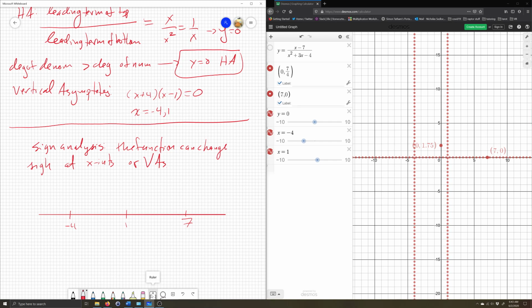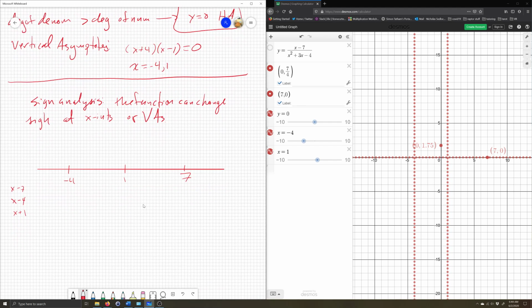So here's what I'm going to do. My expression equaled x minus 7 and x minus 4 and x plus 1 all in a big expression. So then you've got x minus 7 over x minus 4 times x plus 1. So I'm going to pick test values. So negative 5 is less than negative 4. 0 is between negative 4 and 1. 3 is between 1 and 7. And 10 is larger than 7.